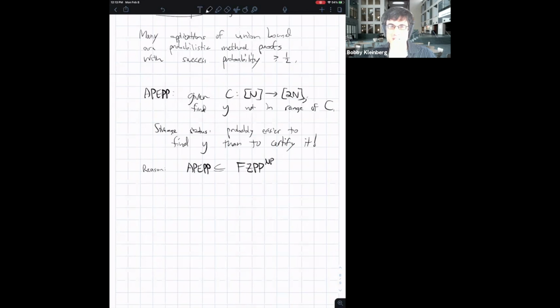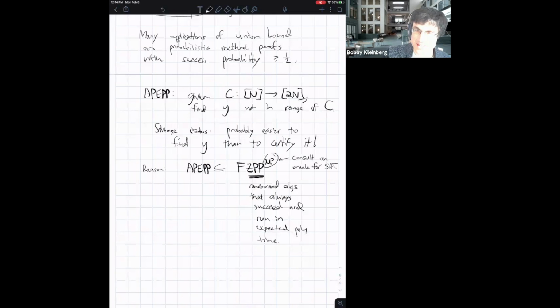Okay, what does this alphabet soup mean? So this is randomized algorithms that always succeed, and they run in expected polynomial time. And the superscript NP means that as the algorithm runs, it's allowed to consult an oracle for an NP-complete problem such as SAT.